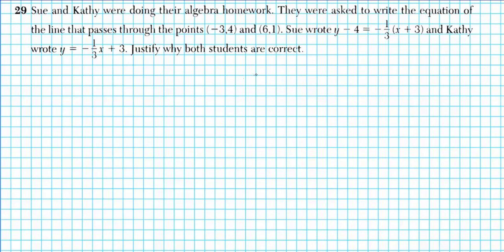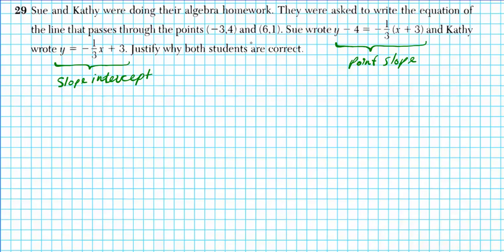Okay, so first of all, let's determine what the correct answer is, and then we're going to see why both answers are correct. You have to remember that there are two formats for writing the equation of a line: the point-slope form and the slope-intercept form. Sue's format is known as the point-slope form. It tells you a point on the line and the slope. The format that Kathy used is known as the slope-intercept form. It tells you the slope and the y-intercept.